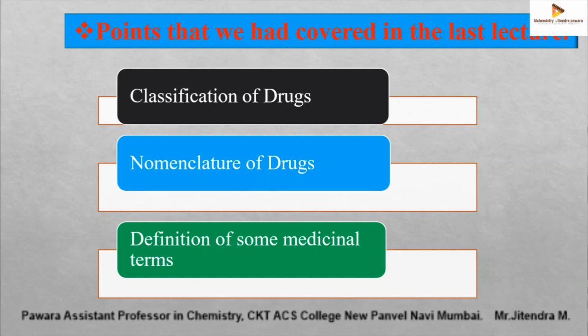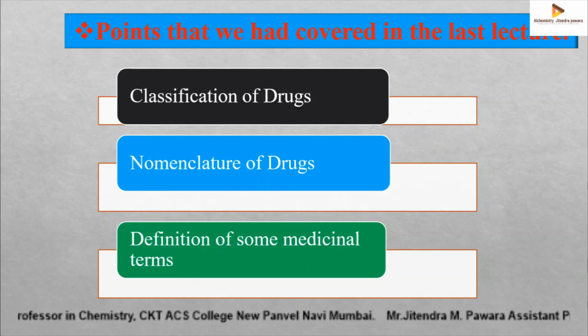Then again in the last lecture we had learned nomenclature of drug. So the drug has three or more names: the chemical name or systematic name, the generic, official or common name or non-proprietary name, and the third one is the proprietary, trivial or brand name or trade name. You know that this chemical name is given on the basis of IUPAC nomenclature, so it describes the chemical structure of the drug.